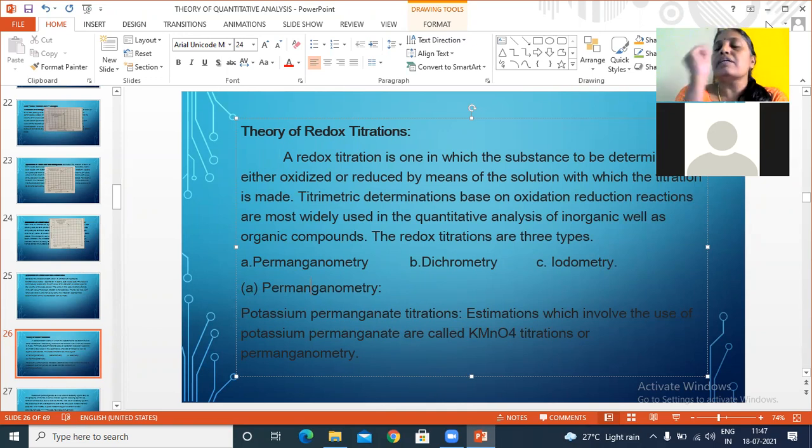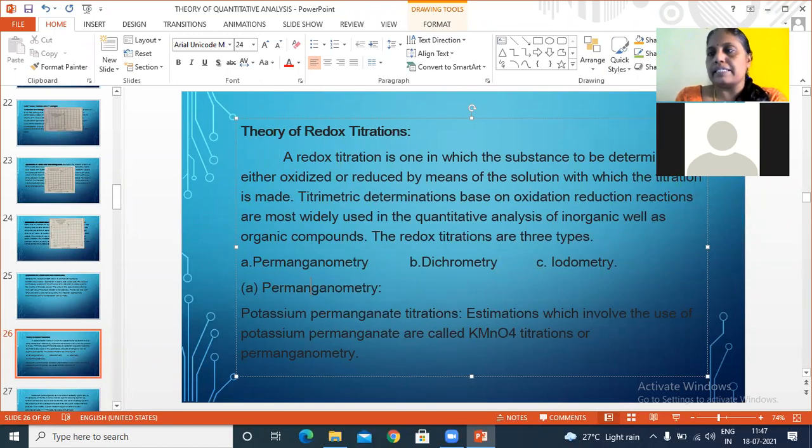If any substance undergoes oxidation, that is a reducing agent. And any substance which undergoes reduction is an oxidizing agent. So we can observe the oxidizing agent and reducing agent, oxidation and reduction reactions, in the case of redox titrations. Okay, so what are the main redox titrations which we have to see?